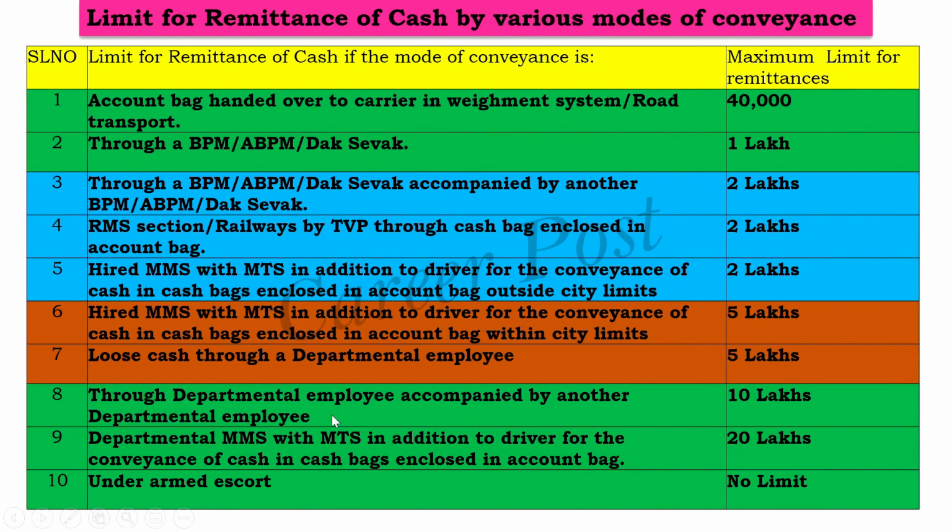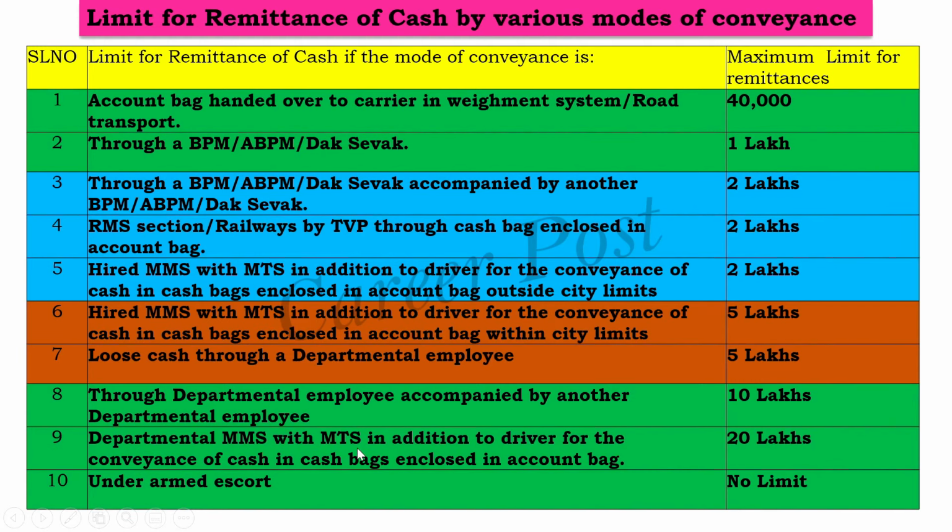The next one is through departmental employee accompanied by another departmental employee. That means there are 2 department employees. So naturally this 5 lakhs becomes double, that is 10 lakhs. If one employee is going, it is 5 lakhs. If 2 employees are going, it is 10 lakhs.